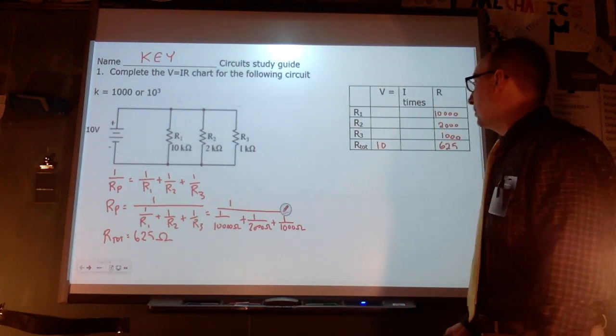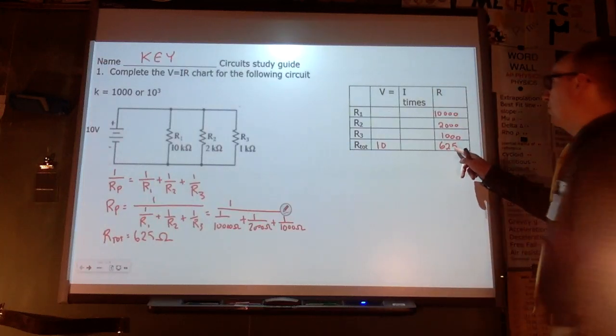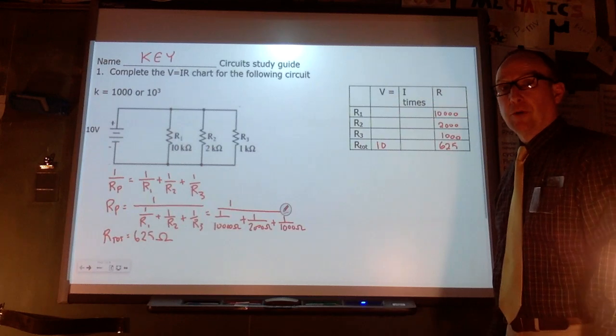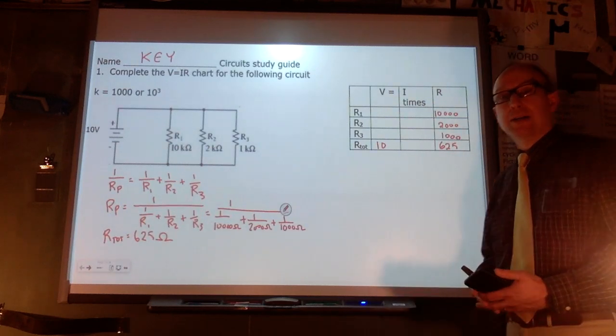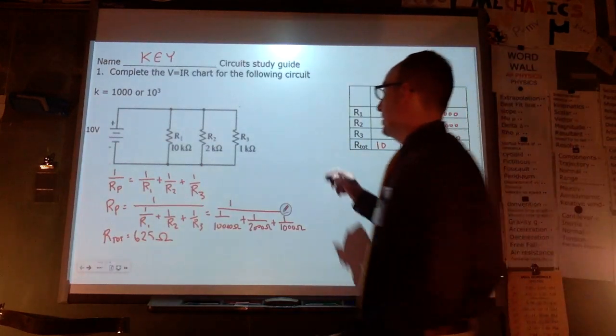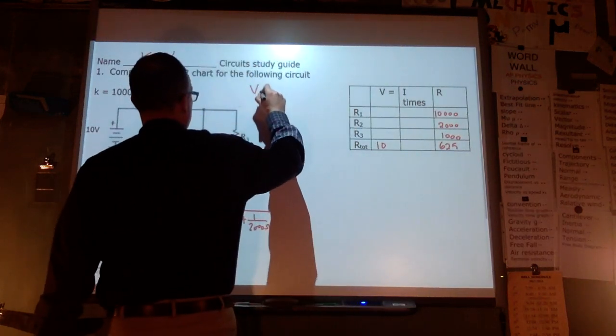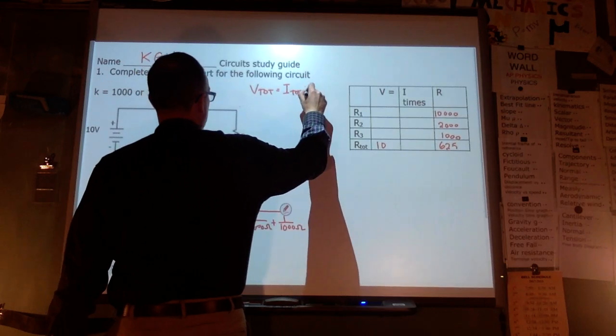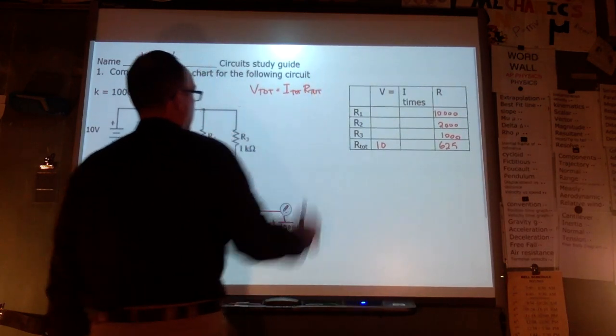All right, so now that we have the total resistance and the total voltage, we're going to look at this equation that's derived from Ohm's law. And this is going to hold true for all ideal conductors. So I'm going to say that V total equals I total times R total.